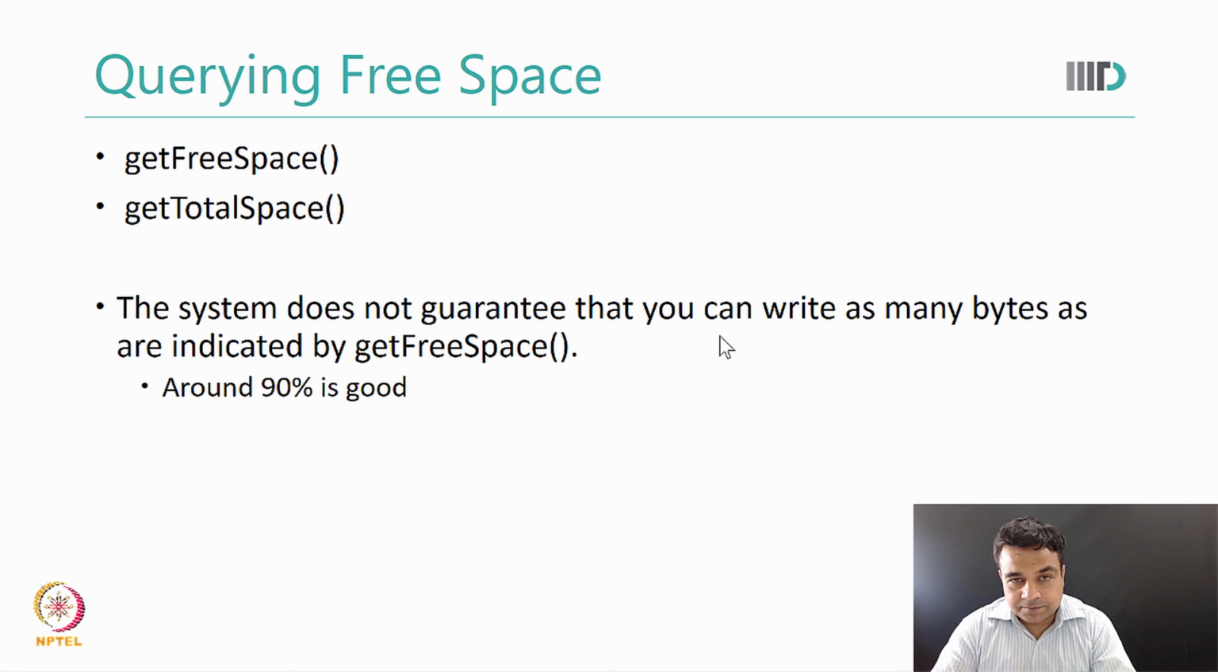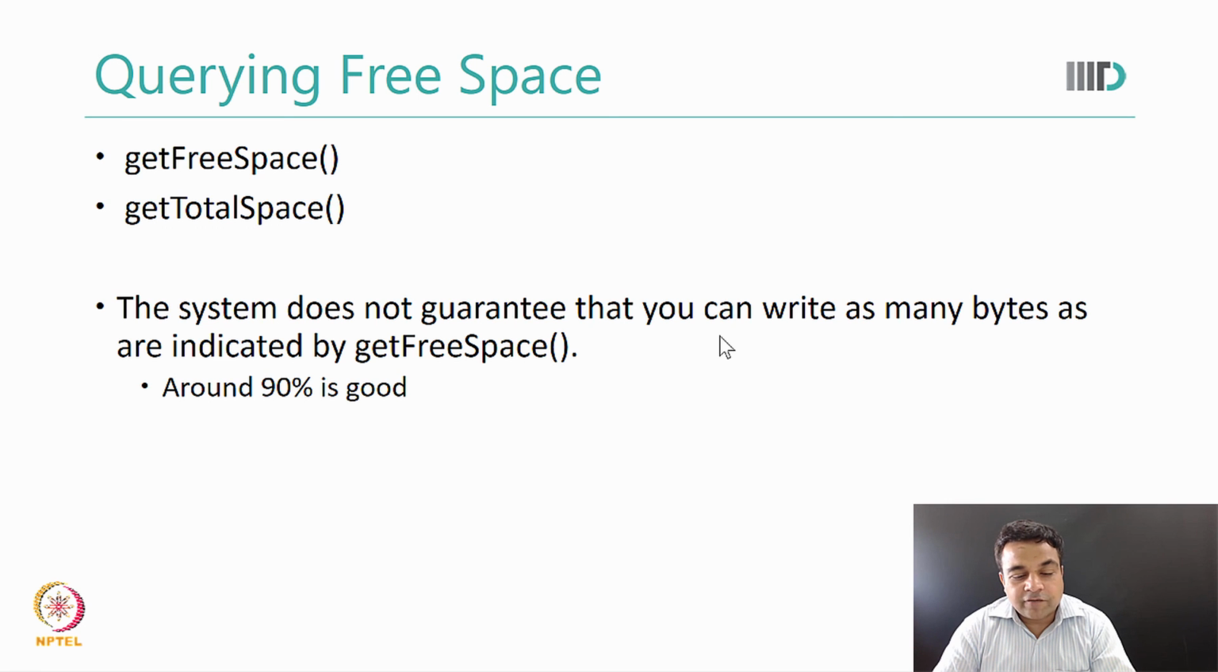Querying for free space. Again, besides knowing that your external storage is available, you must also query whether it has the space or not. You can use either of two methods. First is get free space, and another is get total space. As their names indicate, the first gives you the free space available, and the other gives you the total space available. Often they are used together.